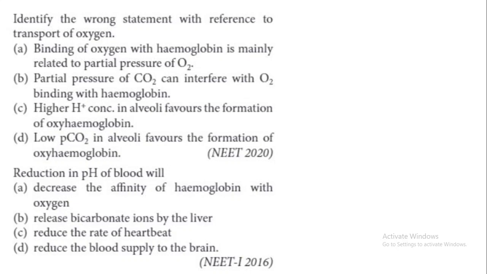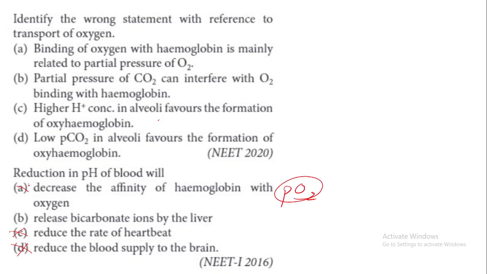So we were with this question: what will happen when the pH of the blood is acidic? Will that decrease the affinity of hemoglobin to bind with oxygen? We had seen that it makes no difference to the heart rate, nor to the blood supply. So the reduction of pH in the blood will decrease the affinity of hemoglobin with oxygen or release bicarbonate ions by the liver. The affinity of oxygen binding to hemoglobin depends on the partial pressure of oxygen and nothing else.